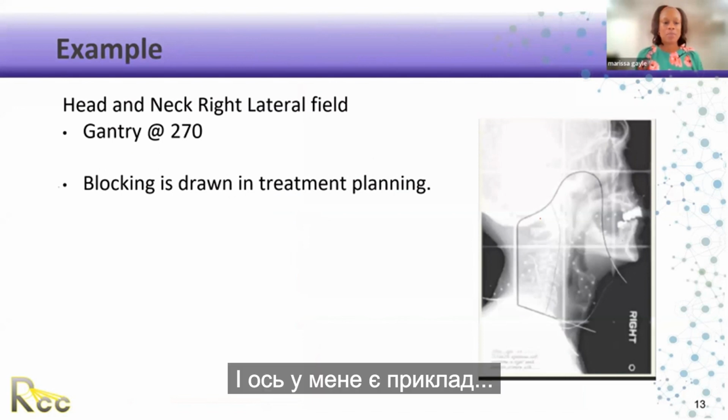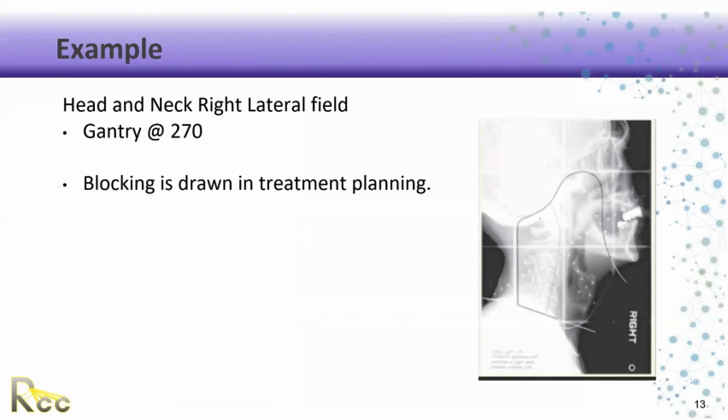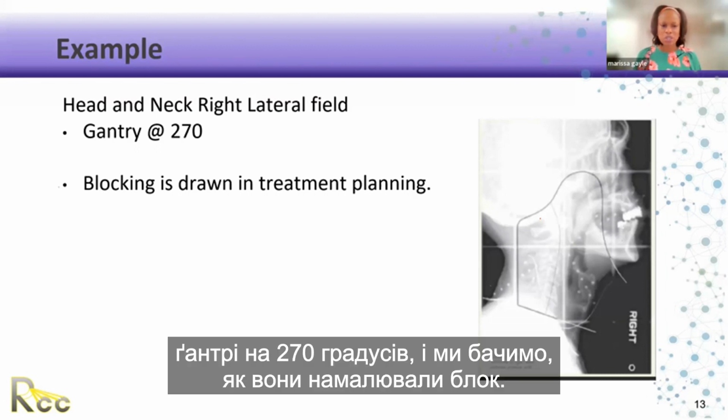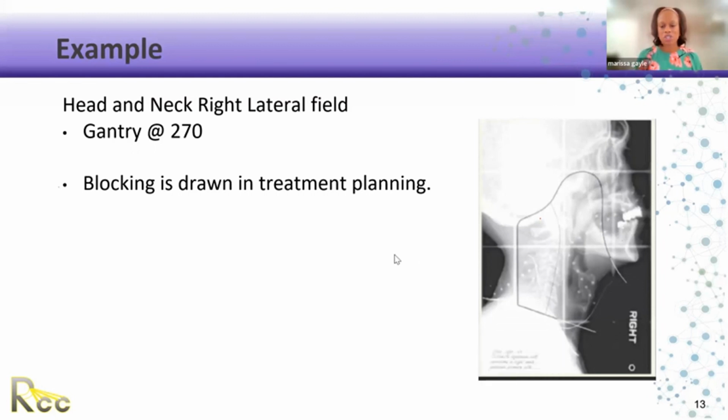So over here, I have an example of a 2D image. It's from a head and neck. The gantry is at 270, and we can see how they drew out a block. So this is with a conventional sim.